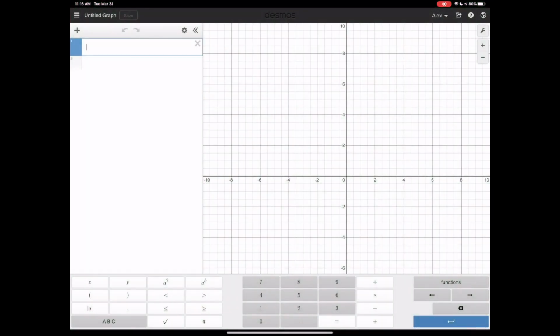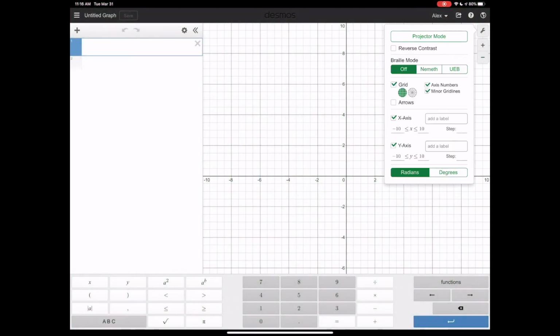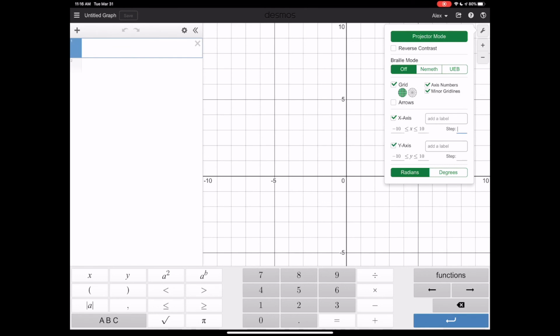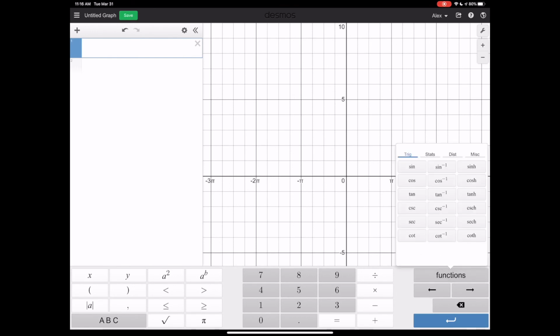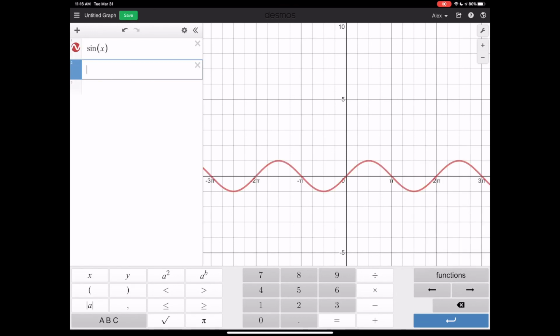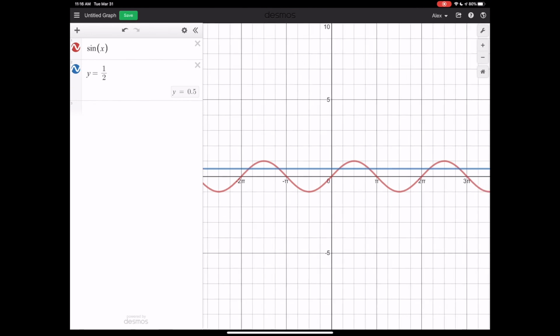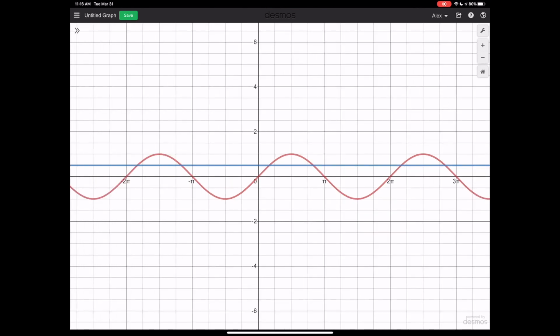All right, so I'm going to pull Desmos up. Let's get my graph in projector mode, and get my x-axis to be in terms of pi. Let's type in sine of x, and let's type in y is equal to 1/2. And you'll notice, look how many times this graph intersects. Just in the window that I have right now, there are essentially 2 points of intersection at every crest. So right now I've got 1, 2, 3, 4, 5, 6 different places that these intersect.